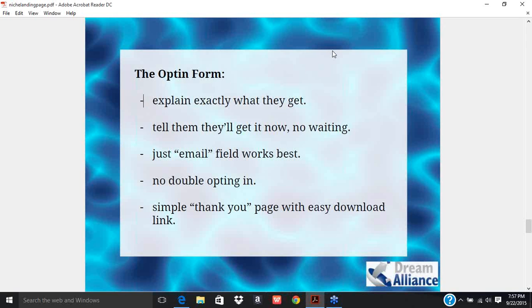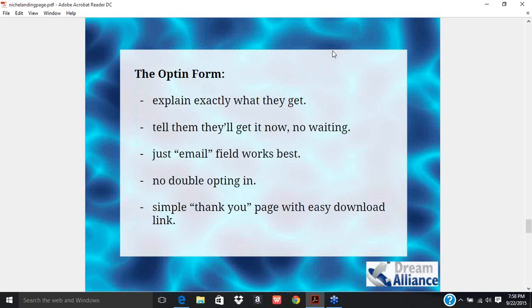And here's what Richard was talking about earlier. Just use the email field. I never ask for the first or second names. It brings down conversion. Test it every time. You don't need someone's first name, regardless of how much you want to blow that horn. You don't need it, okay? Because it will stop some people from signing up. Also, no double opting in. We talked about that. And a very simple thank you page.